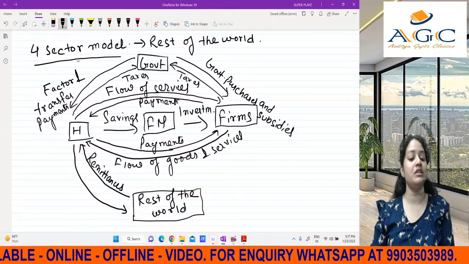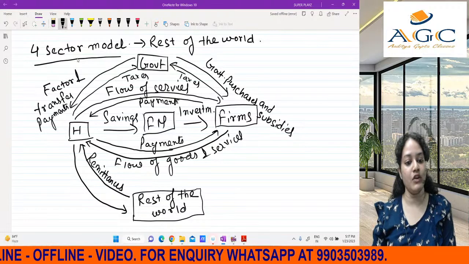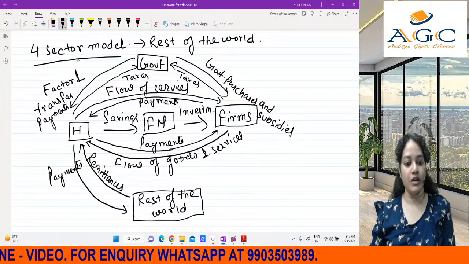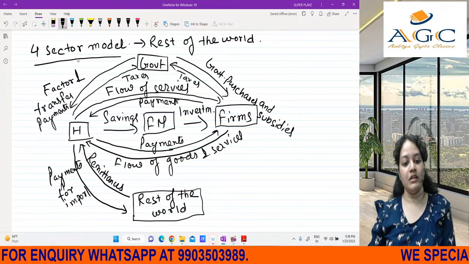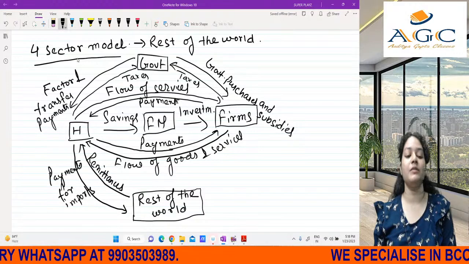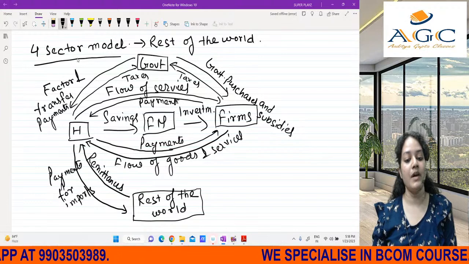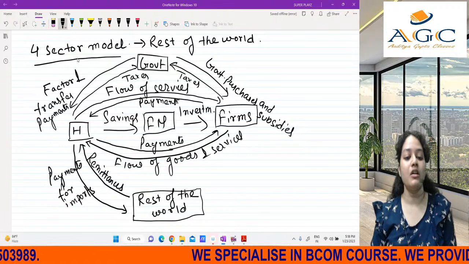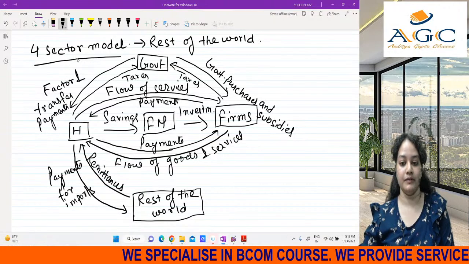Obviously, you will be buying goods from the rest of the world, or you will be buying foreign goods. So you have to make your payments for that. So that comes under your payments. Payments for imports. So from the rest of the world to the households, it is foreign remittances because you are working for the rest of the world or for the foreign sector. And from the household part to the rest of the world, what is coming? Payments for imports, because you will be buying goods or services from the foreign sector. Now, from the firms to the rest of the world.